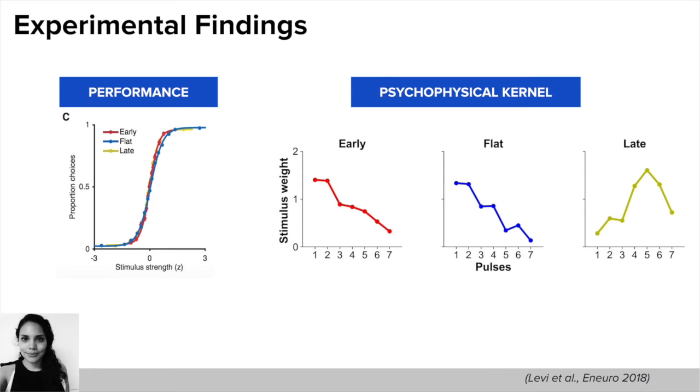The experimental finding shows that monkeys perform the task well, with no difference between the conditions. However, they adapt their weighting strategy depending on the condition. For the early and the flat condition, the first 2 pulses are weighted higher, followed by a large decrease. For the late condition, the highest weight is in pulse number 5. This is the first pulse where the stimulus has the most information.